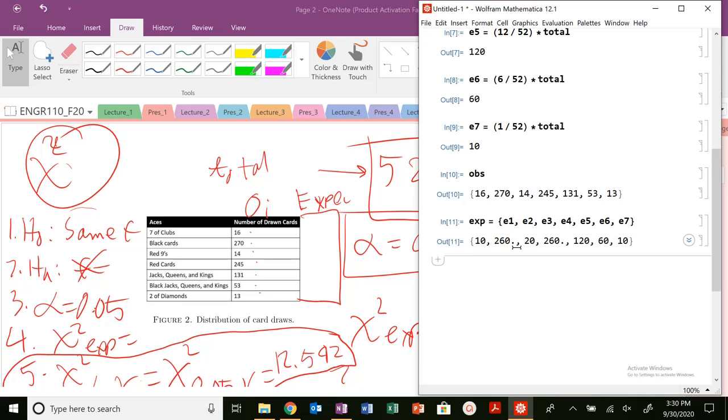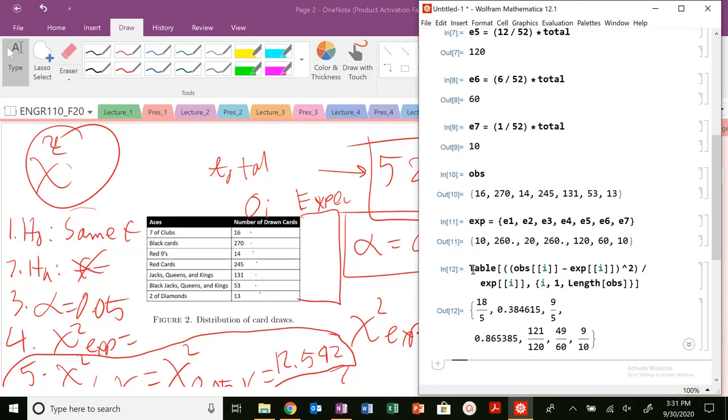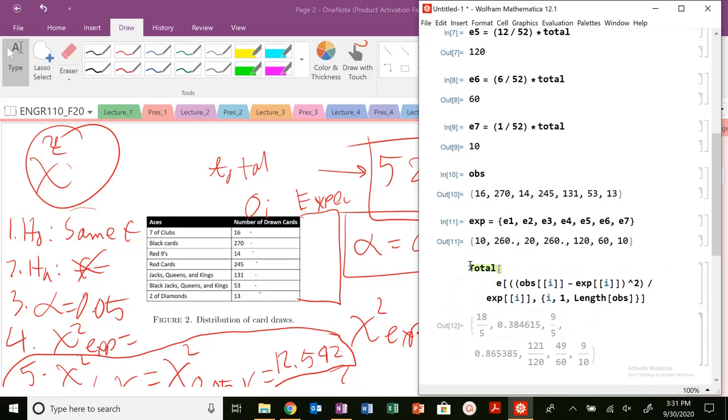So I'm going to do my table of my observed for 1 minus my expected for 1, squared, and then I'm going to divide this whole thing by expected, from i equals 1 to the length of my observed. Repeat that. So those are my observed minus expected, over expected. And again, now I have to sum these, and that's where the total comes into play. And I get this. So this is my chi-squared experimental.